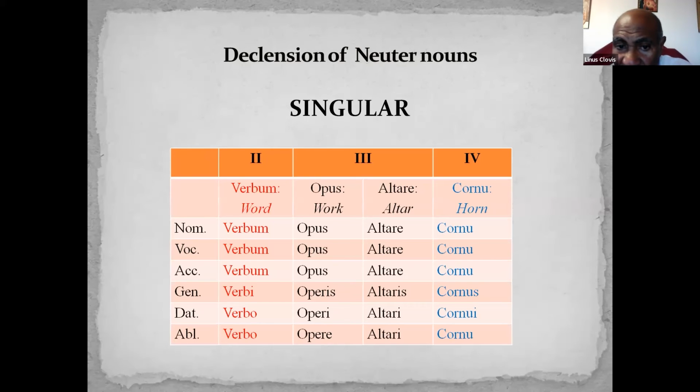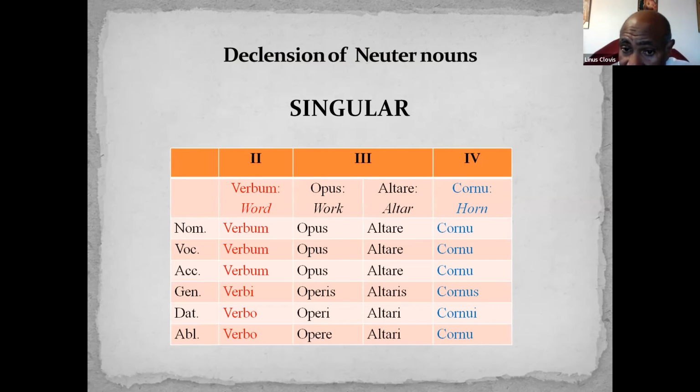For the third declension, we have opus, which is work. So it's neuter, so nominative, vocative, and accusative are the same. Opus, opus, opus. And then operis, because IS is the characteristic ending. So oper is going to be the stem. And then operi and opere.